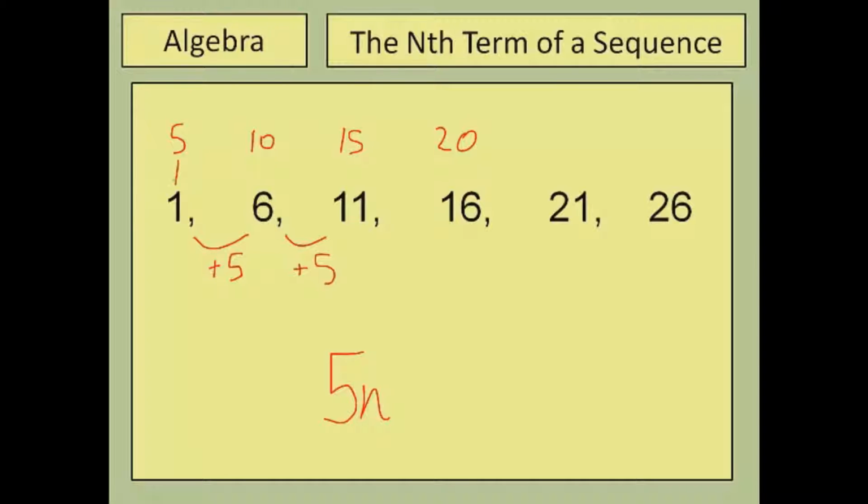Now this time it's not adding anything, in fact it's taking away 4 each time, because 5 take away 4 is 1, 10 take away 4 is 6, 15 take away 4 is 11, and so on. So it isn't the 5n sequence, it's 5n take away 4.